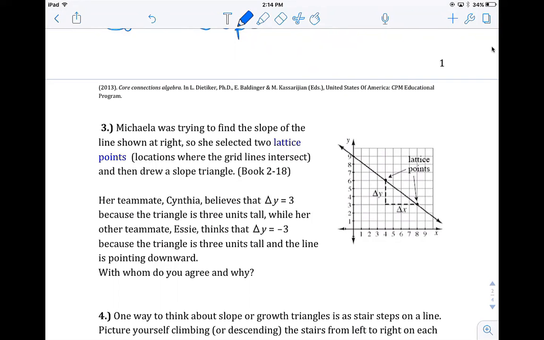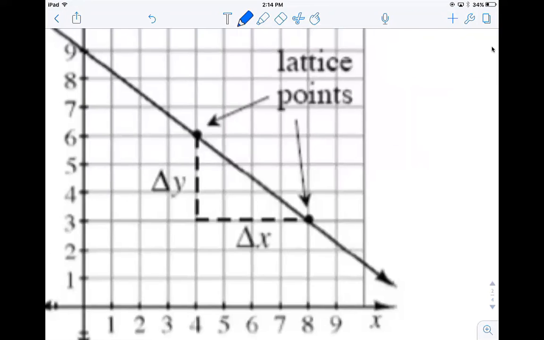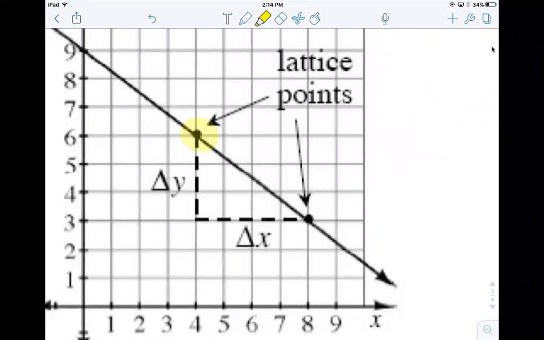So looking at the picture, first of all, a lattice point is a point where the dot is right on the intersection of the grid. So those are nice points that we like to use when we go to do this. So for example, this would not be a good point right there because it's not on that intersection.